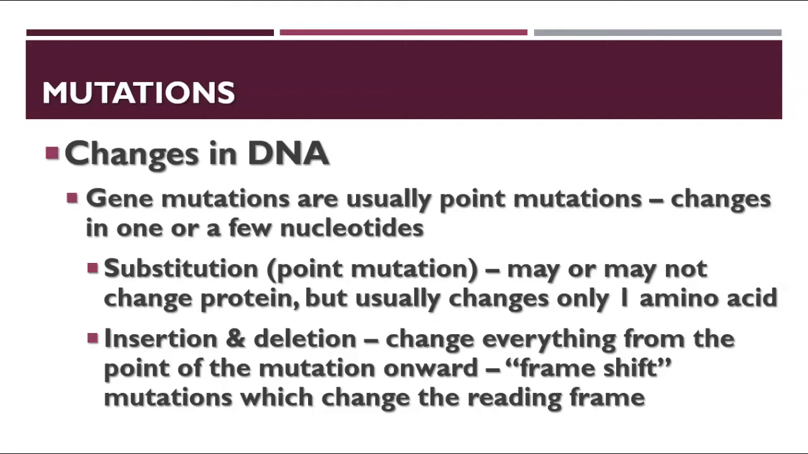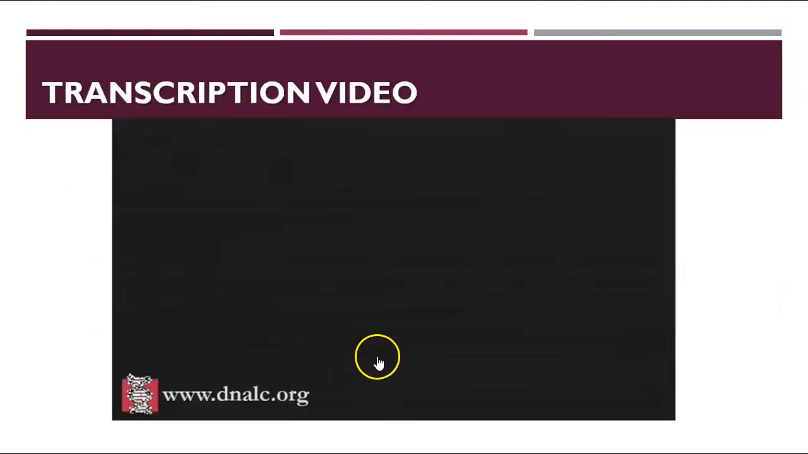Insertions and deletions are going to change everything from the point of the mutation onward. That's called a frameshift mutation. Basically, it changes the reading frame of the nucleotides in the sequence. It's going to change everything from that point forward. And there are different kinds of mutations as a result of that.